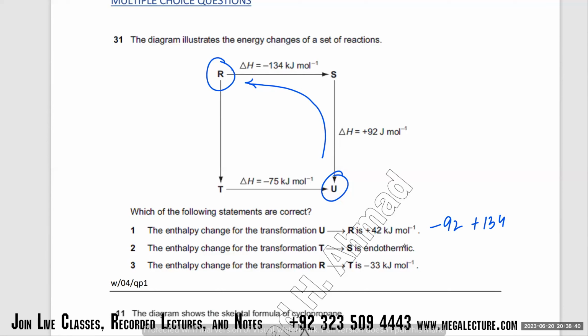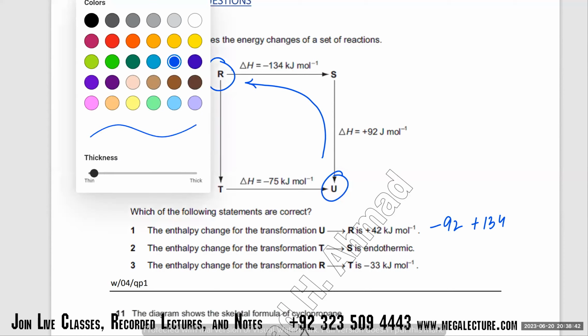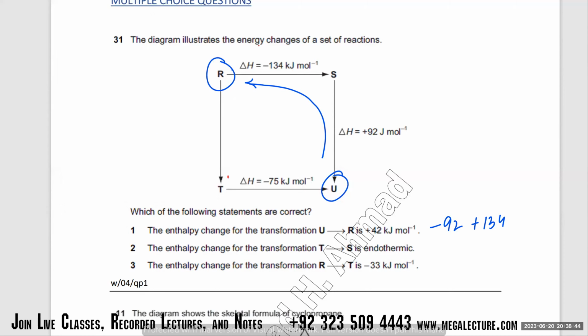Then the second one states that T to S is endothermic. You start off at T and go to S, so I'm going to take this path. This is minus 75, going in the direction of the arrow. And from U you have to go to S, which is the opposite direction, so that's minus 92. So that is definitely exothermic, since it has a negative sign, not endothermic.